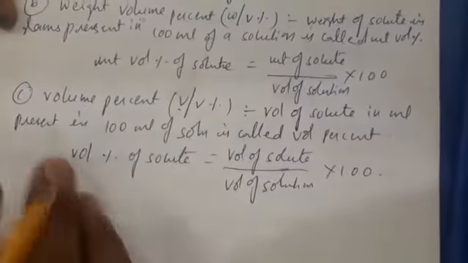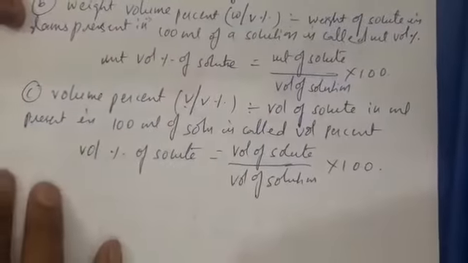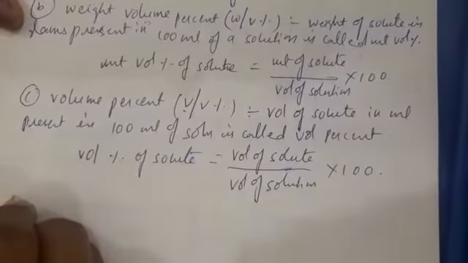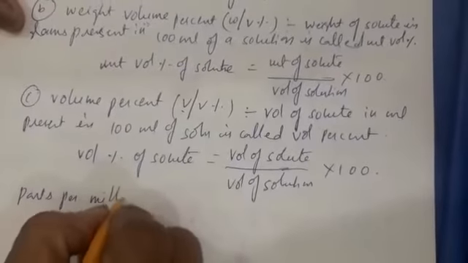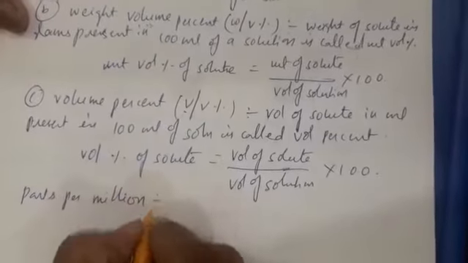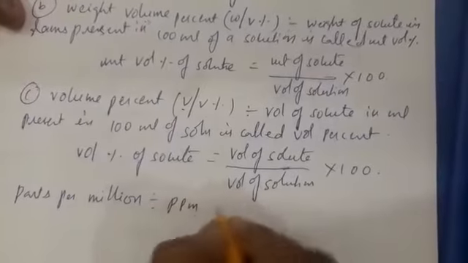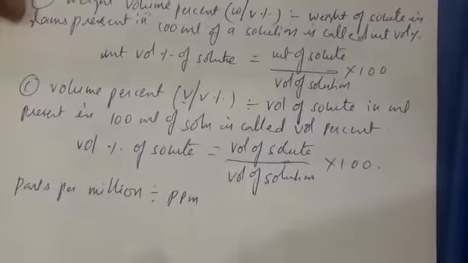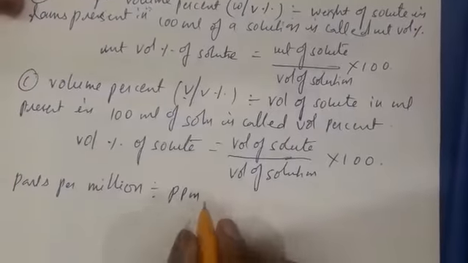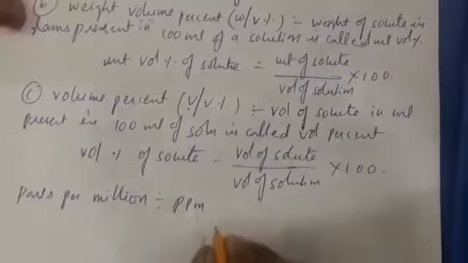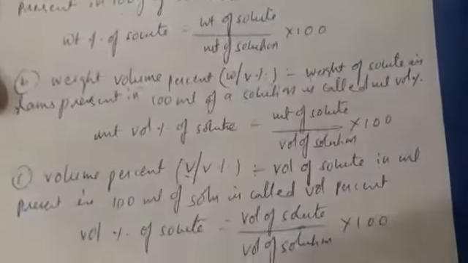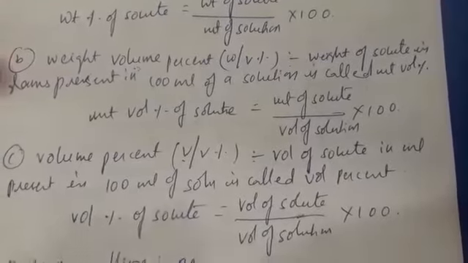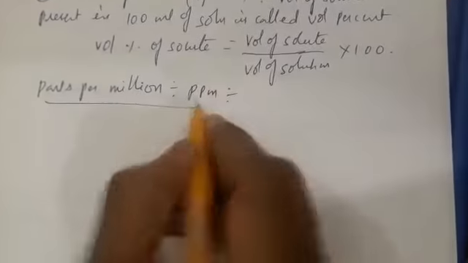Next, another method to express the concentration: parts per million. Under physical methods, we express ppm, parts per million. Parts per million is the weight of the solute present in a million parts by weight of the solution. So this is ppm, parts per million.